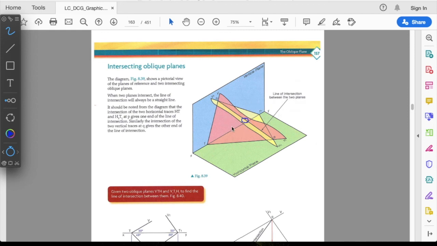And then we have a few things that we can do with that. We can find the true length of that line. We can find the dihedral angle between the two planes, the dihedral angle being the true angle between the two planes.